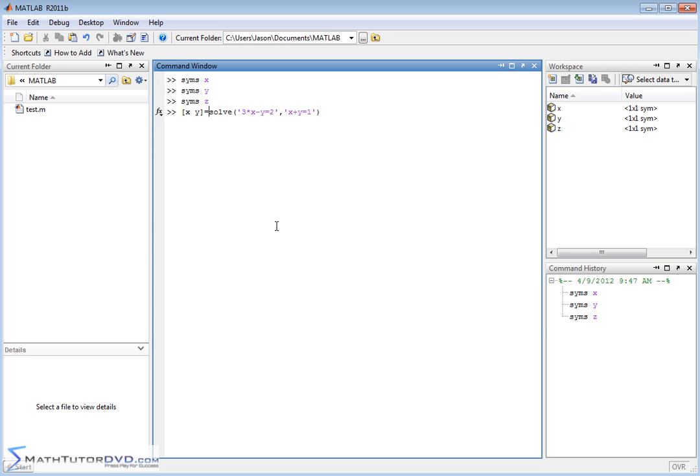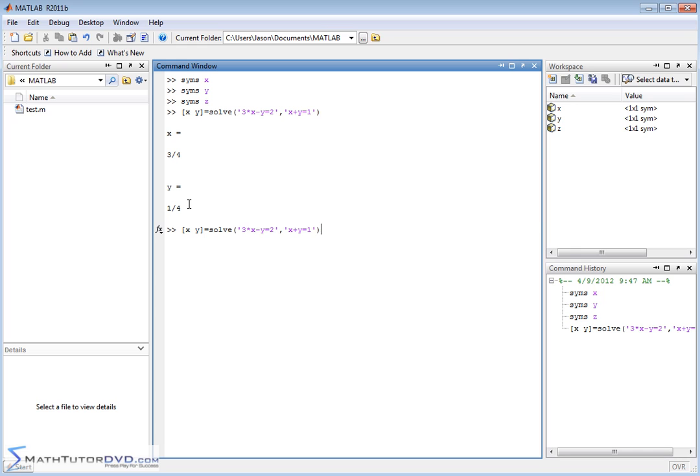What this is telling MATLAB to do is create symbolic variables. Here are the two equations that we have, and we're going to assign the results to a little tiny matrix here, x comma y. So it's telling MATLAB to solve for x, solve for y, and put them in a single row matrix like this. When we hit enter, it'll calculate the value for x, and it'll tell you it's 3/4, and the value for y, and it'll tell you that's 1/4. So it solved the system of equations.